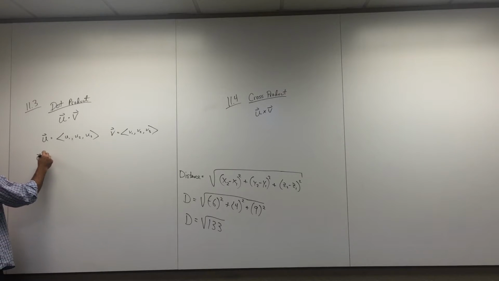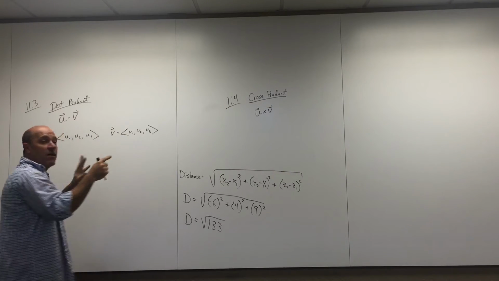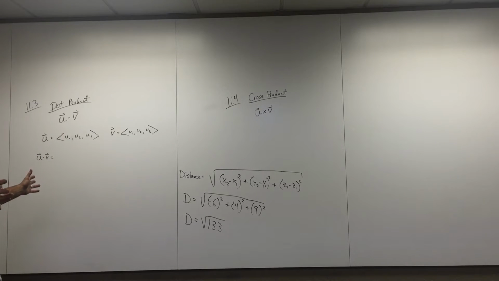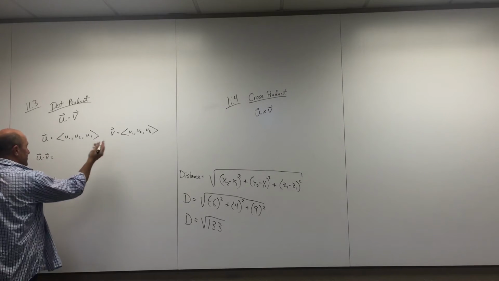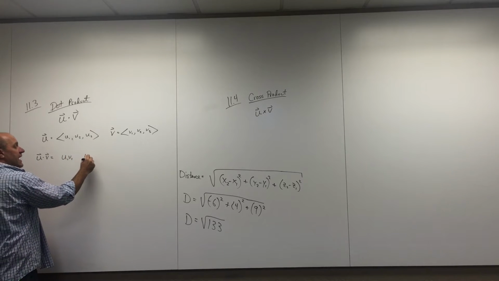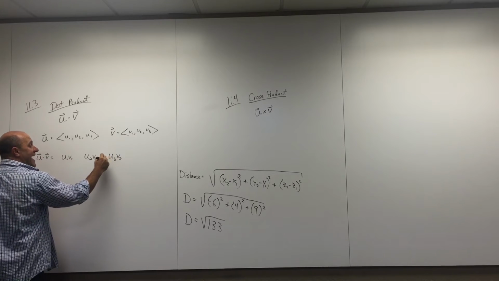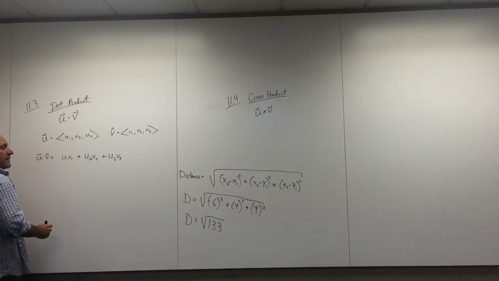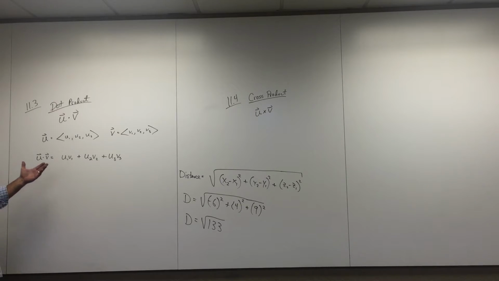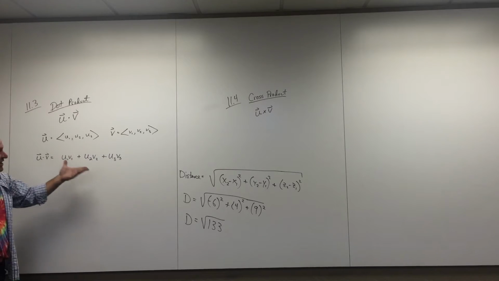It's very easy to do. You multiply the x components, you multiply the y components, you multiply the z components, and you add them together. It's u1 times v1, u2 times v2, and u3 times v3, and they are all added together. I'm multiplying numbers and adding it up. Guess what? I get a number.